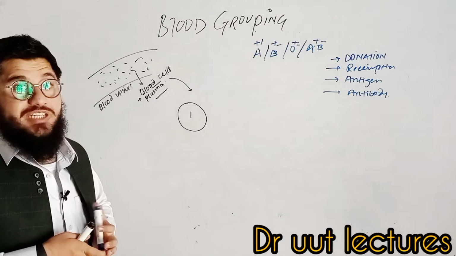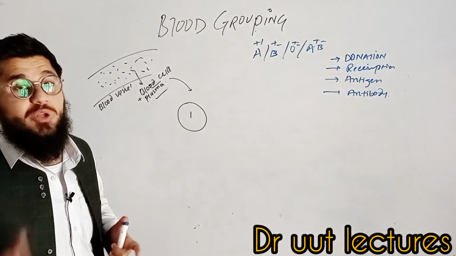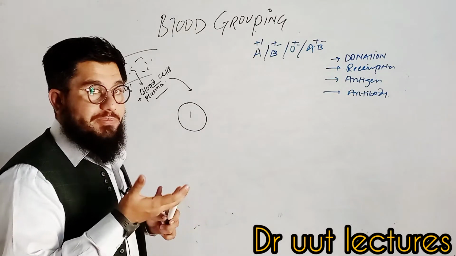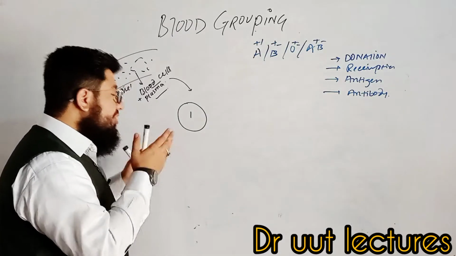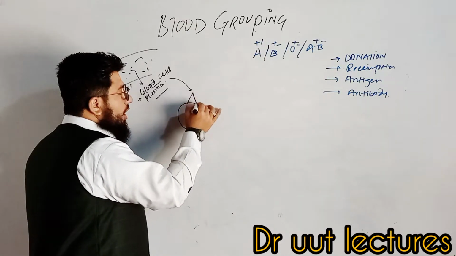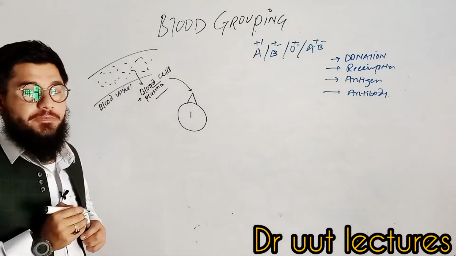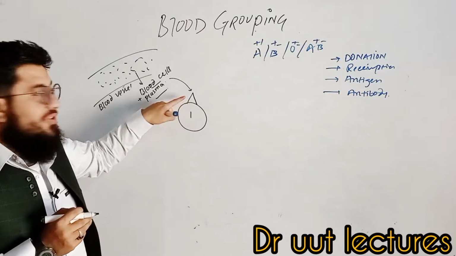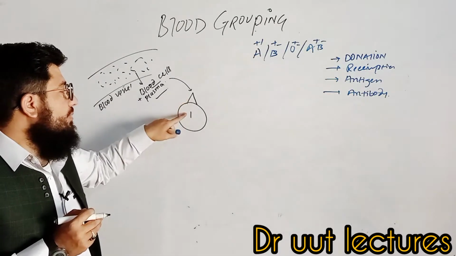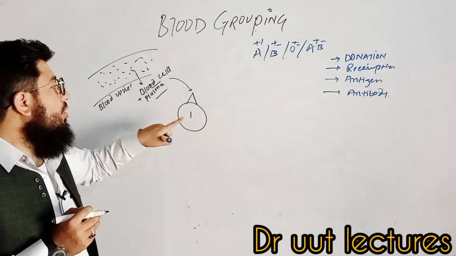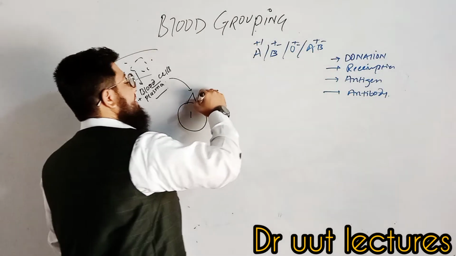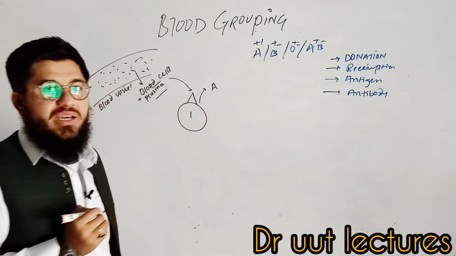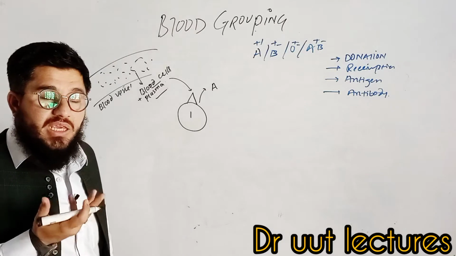So what will the technician observe? If the blood is placed under the microscope and the technician observes this kind of structure on the blood cell, then they will tell that person that you are having the blood group A. Now a question arises: then what is A positive or negative?